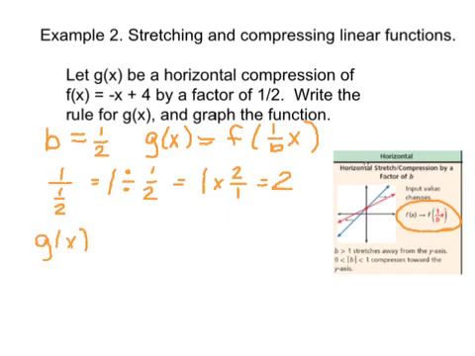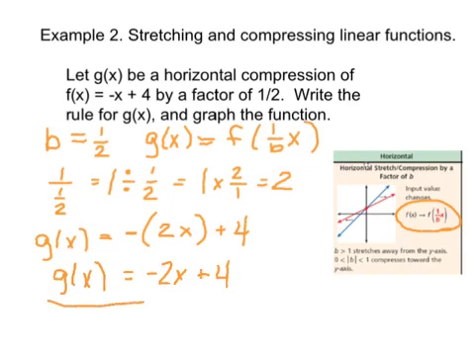So g of x equals negative 1 over b x plus 4. Simplify. G of x equals negative 2x plus 4. That's your answer. Now we're going to graph them on the next page.